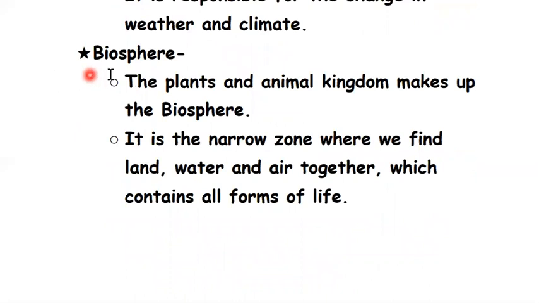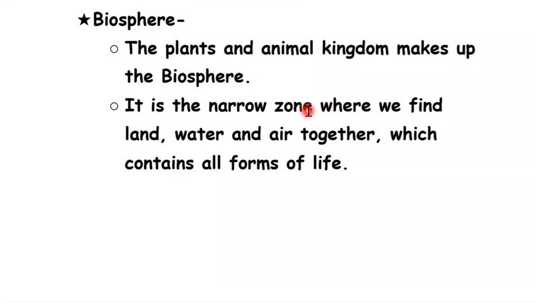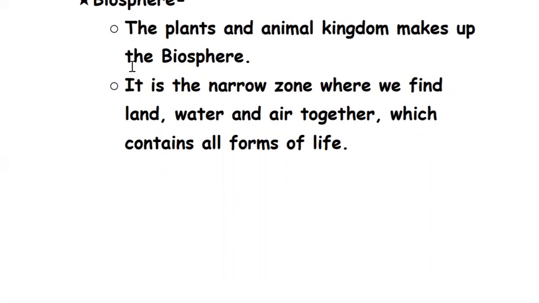Now let's learn about the biosphere. The plant and animal kingdom makes up the biosphere. So what does the biosphere consist of? The biosphere consists of the plant and animal kingdom. It is the narrow zone where we find land, water, and air together, and it consists of all forms of life. So, biosphere is basically a narrow zone.